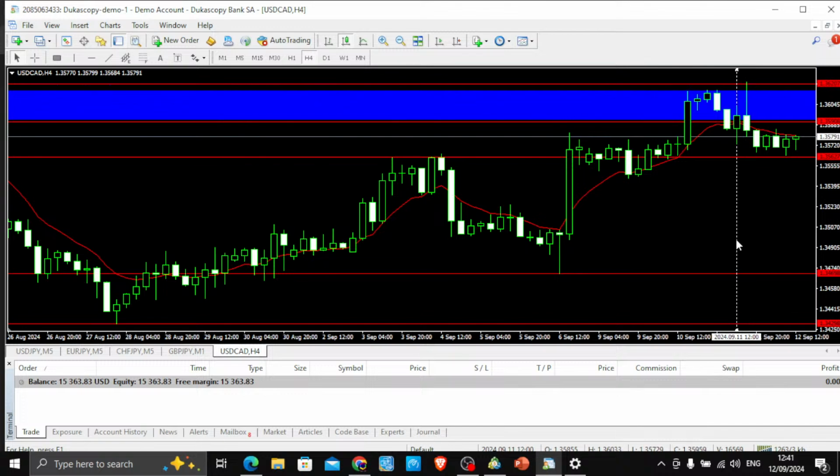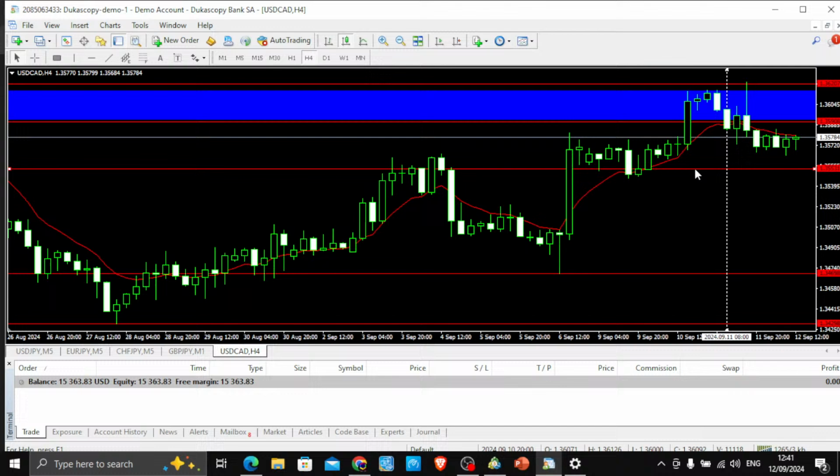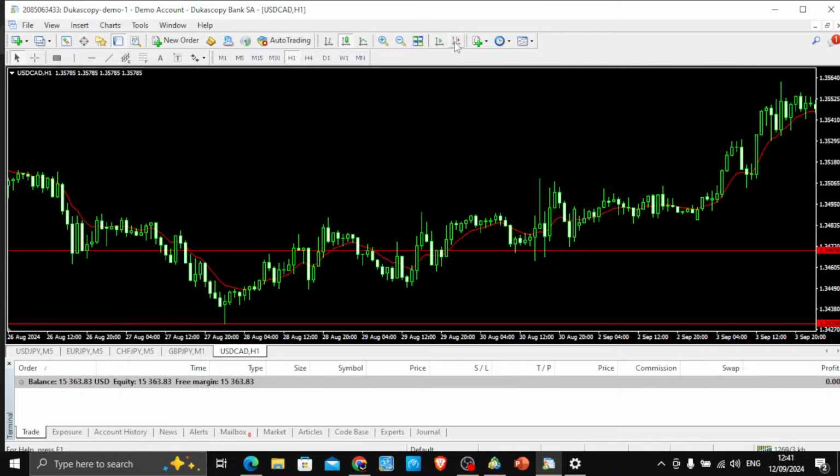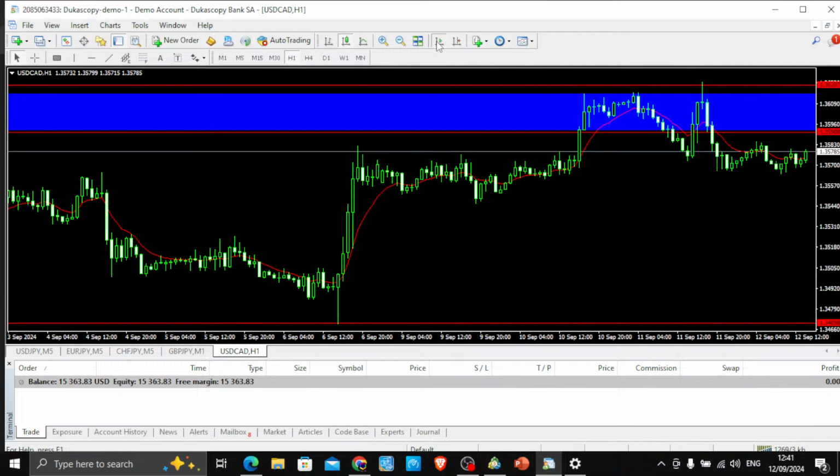This candle. But we still have, it has not been able to take out this internal swing low. So this market, there is a kind of confusion on this way. So let us go down to 1 hour. You can get a clearer information.